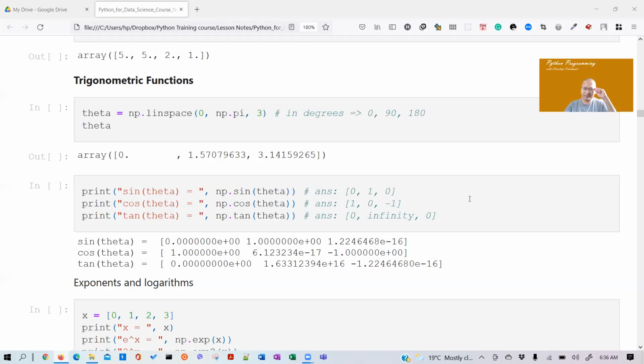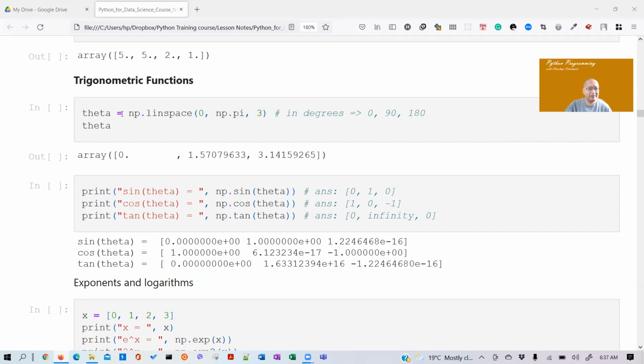Okay, so trigonometric functions. Basically, we're talking about the universal functions. Universal functions are vectorized operations and they're extremely fast, compared to these loops, which are extremely slow. Loops are really slow, right? So we need to always go for vectorized operations.